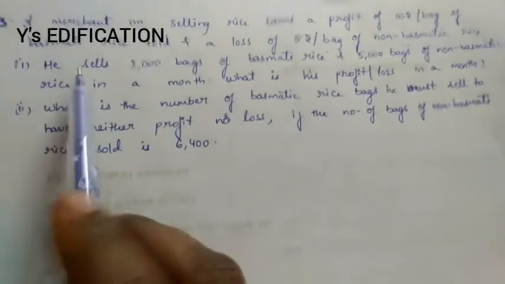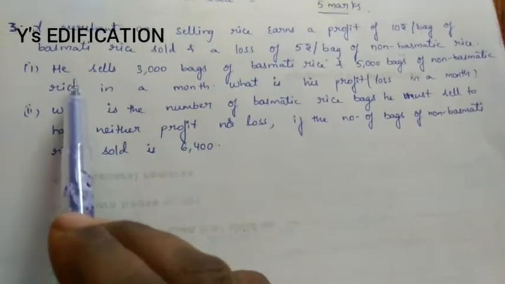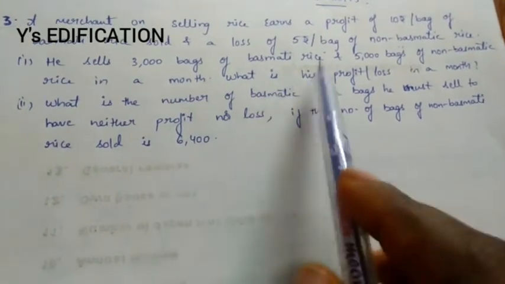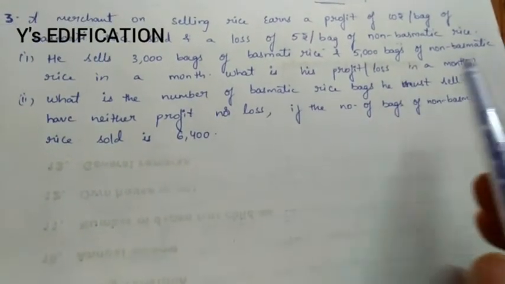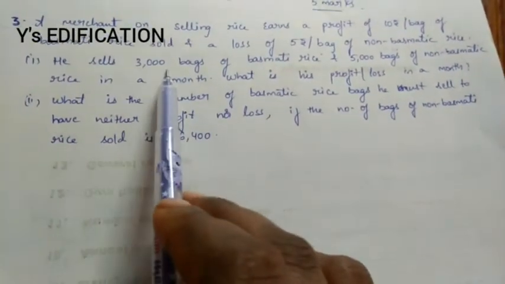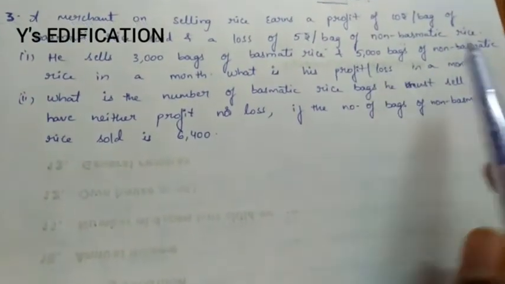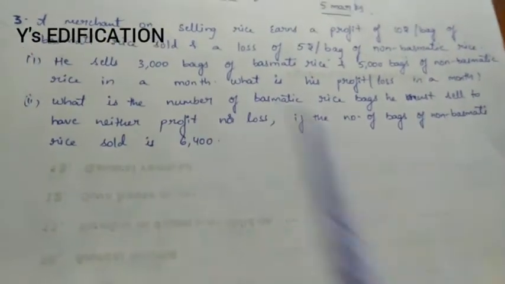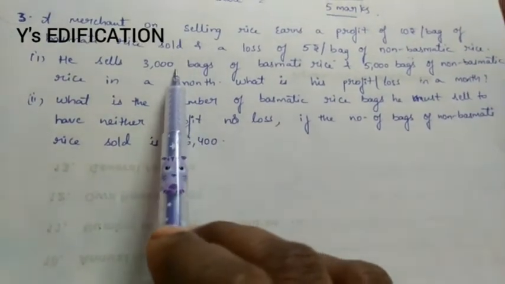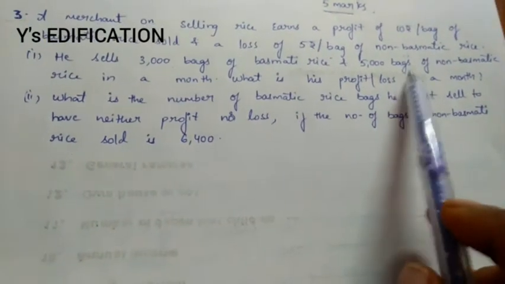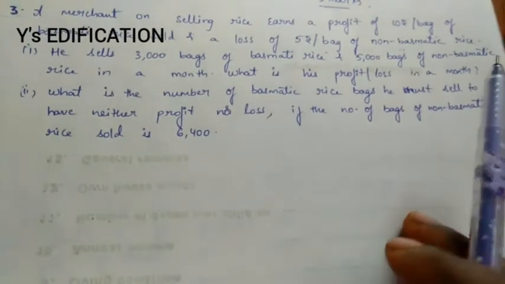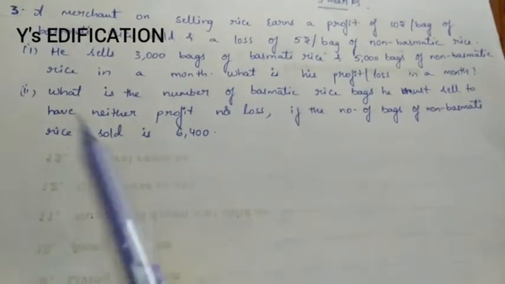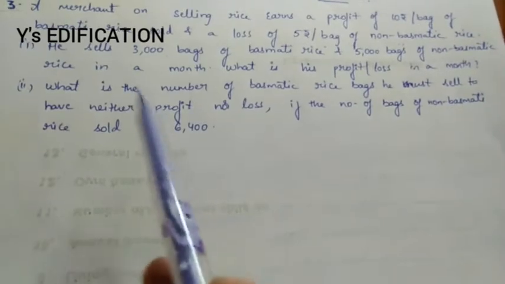Okay. So first, what they asked us to do: he sells 3000 bags of basmati rice and 5000 bags of non-basmati rice in a month. What is his profit or loss in a month? Okay, he sold 3000 bags of basmati rice and 5000 bags of non-basmati rice. So what is the profit gained for basmati rice and what is the loss occurred while selling non-basmati rice? We have to calculate both the profit and loss and estimate whether he got a profit or loss in that month. Okay, first write down the given data.